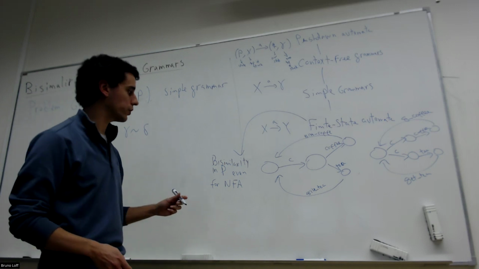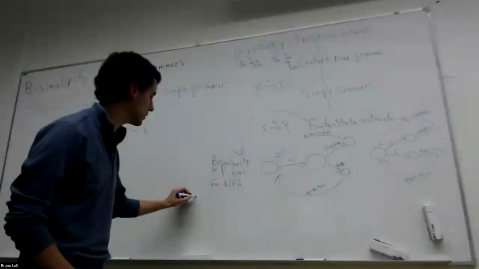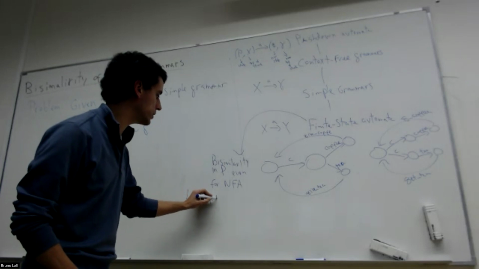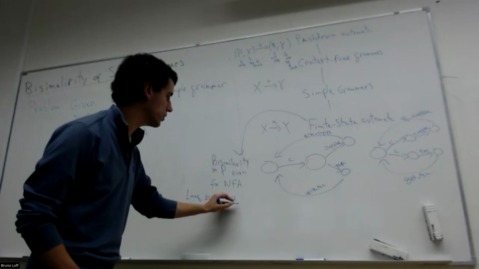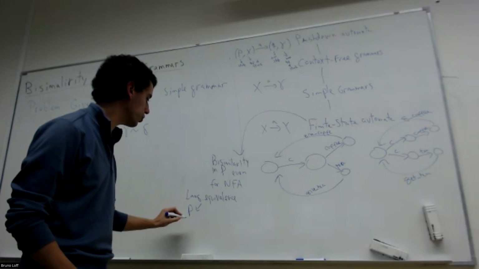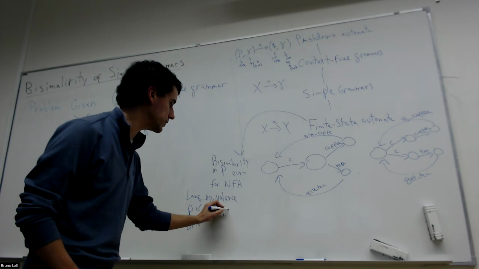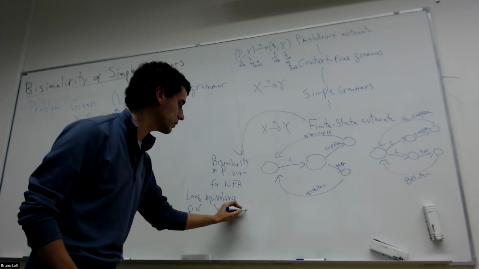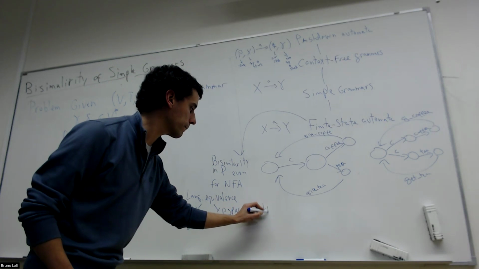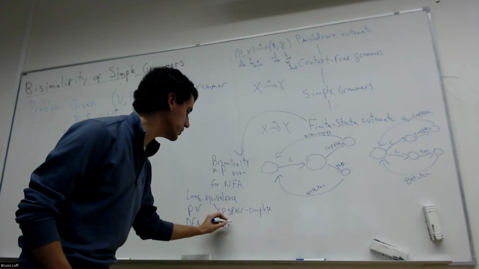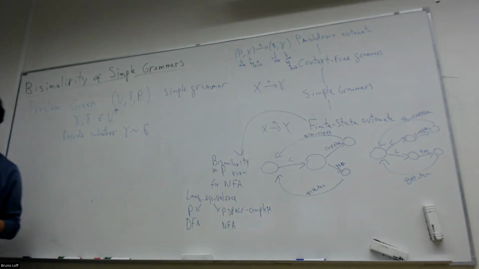Because for language equivalence for automata, we know that this is in polynomial time for deterministic automata, and we know that this is PSPACE-complete for non-deterministic automata. So it's actually an interesting result that bisimilarity is a stronger notion, but it remains in polynomial time even for the class of non-deterministic.